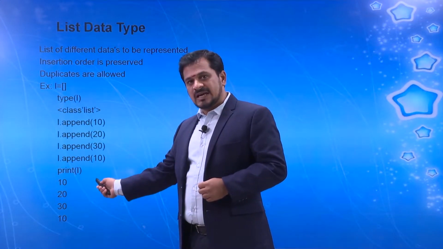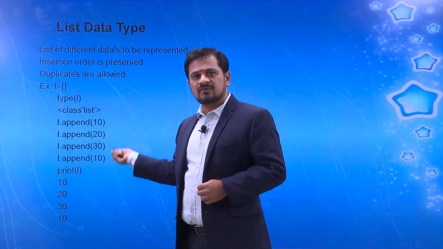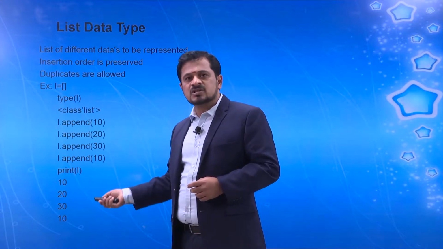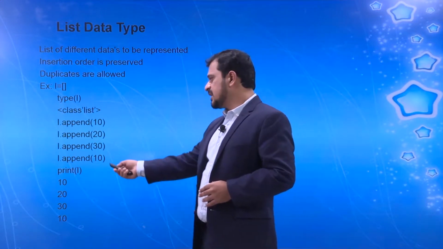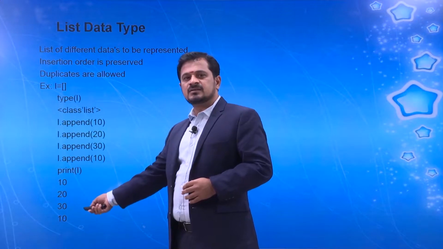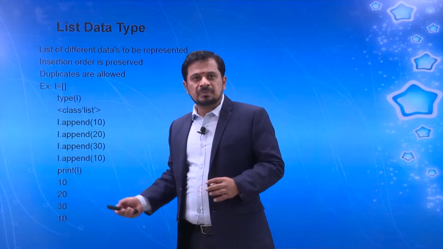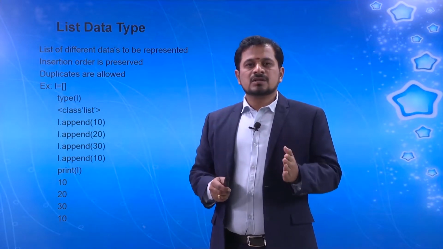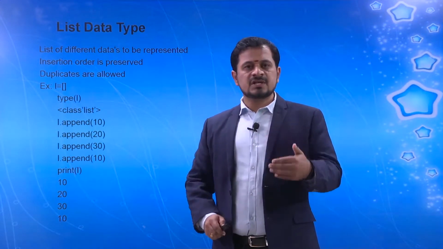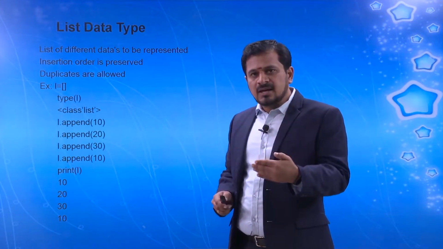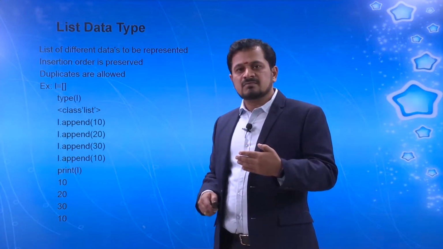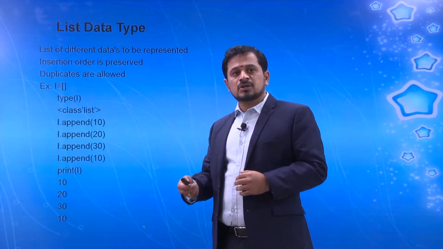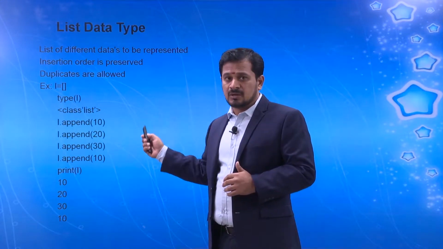If it is going to print the entire list, then automatically whatever I have appended, whether the order has been preserved or not and whether duplicates are allowed or not, I want to check. You see that 10, 20, 30 and 10. So the duplicates are also allowed. At the same time, the insertion order is also preserved. So with the list data type, wherever you want to append data, and there is a chance of duplicate data, I highly recommend using this list data type in your Python programming.